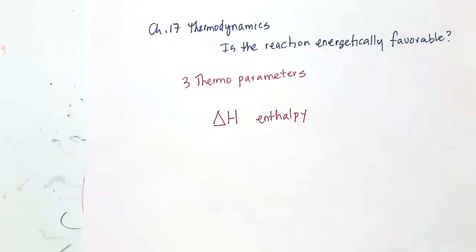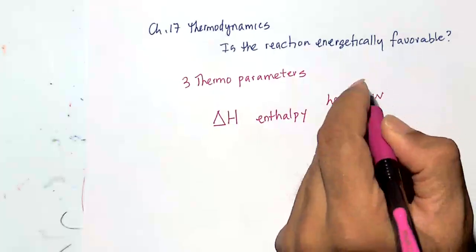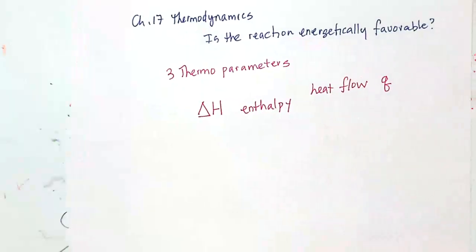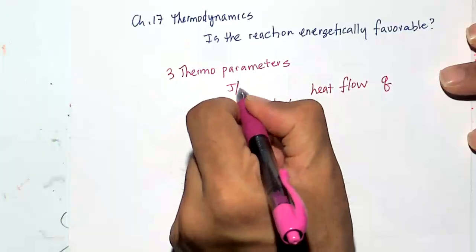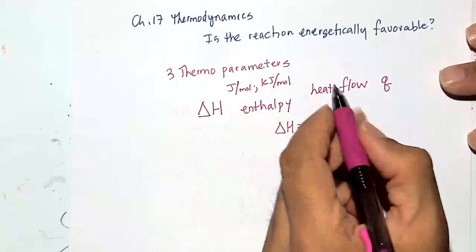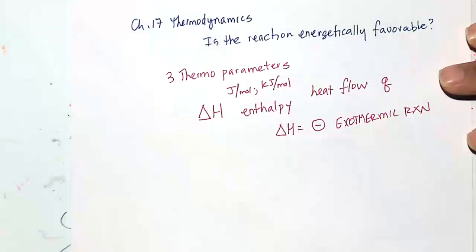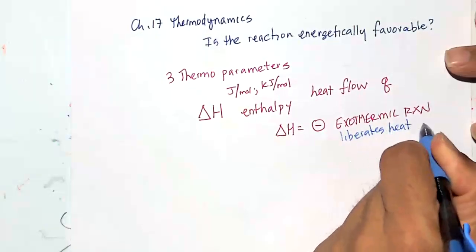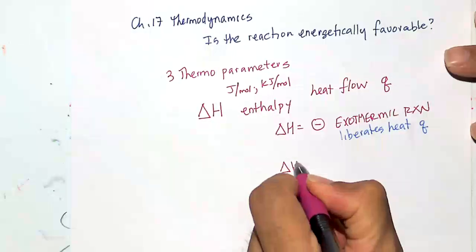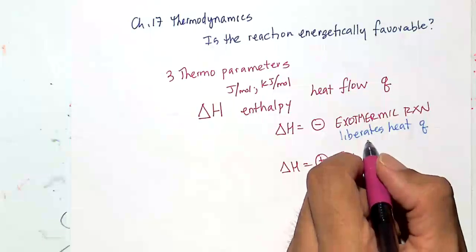Enthalpy means heat flow. Heat is usually symbolized by Q. So if your delta H is negative, in joules per mole or kilojoules per mole, we call that an exothermic reaction, which means it liberates heat. This is a favorable reaction. Usually reactions that give off heat tend to favor the products. And if your delta H is positive, this is an endothermic reaction. Instead of liberating heat or giving off heat, this requires heat. It must get heat from the surroundings.